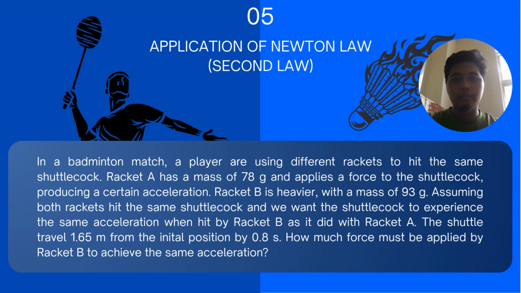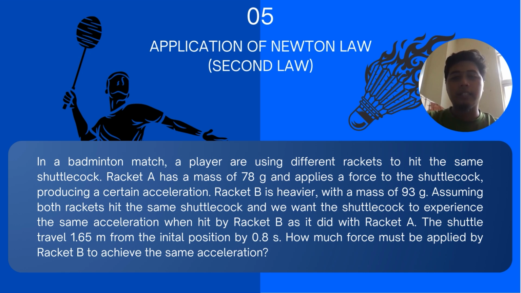Next, we move on to the application of Newton's law, which is the second law. In a badminton match, a player is using different rackets to hit the same shuttlecock. Racket A has a mass of 78 grams and applies a force to the shuttlecock, producing a certain acceleration. Other than that, racket B is heavier, with a mass of 93 grams. Let's assume both rackets hit the same shuttlecock and we want the shuttlecock to experience the same acceleration when hit by racket B as it did with racket A.